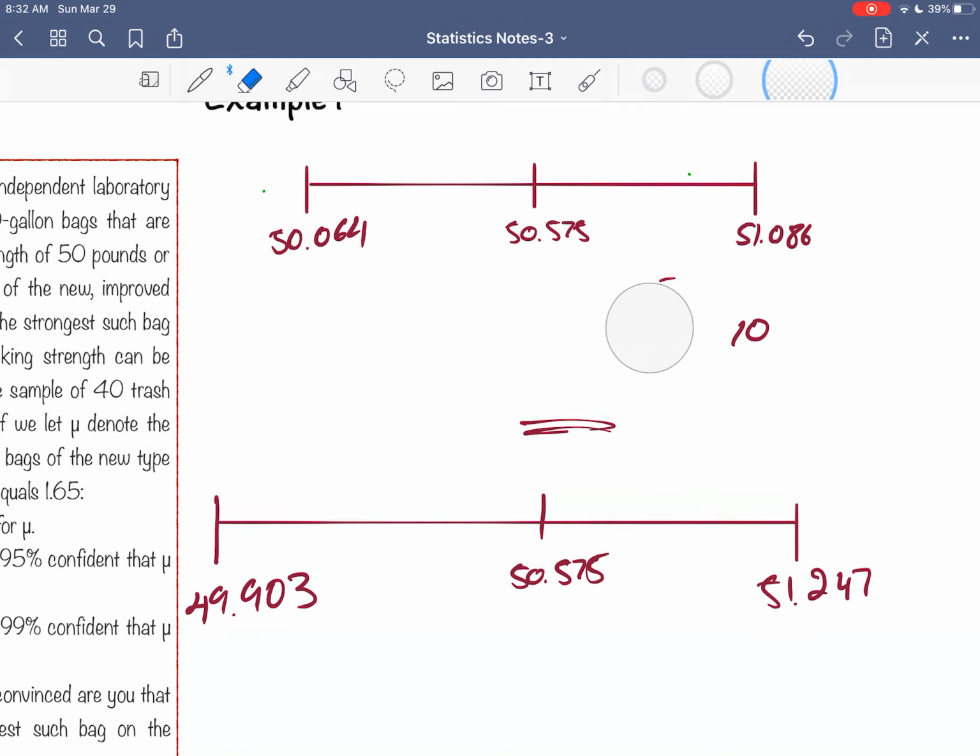I'm going to keep both of these. We're going to need them, but I will move them up.